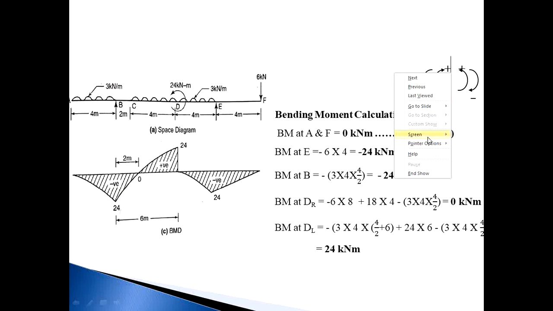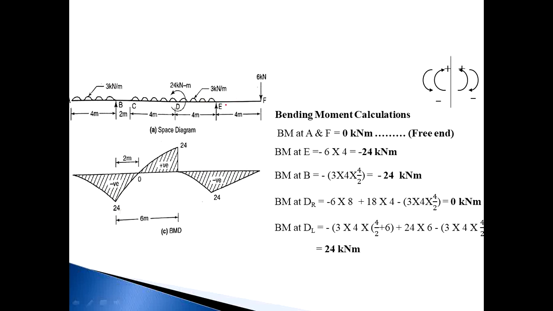Then next, draw BMD. So first of all, bending moment at A and F will be 0. Bending moment at A and F will be 0 because they are free ends. At the free end, bending moment will be 0.